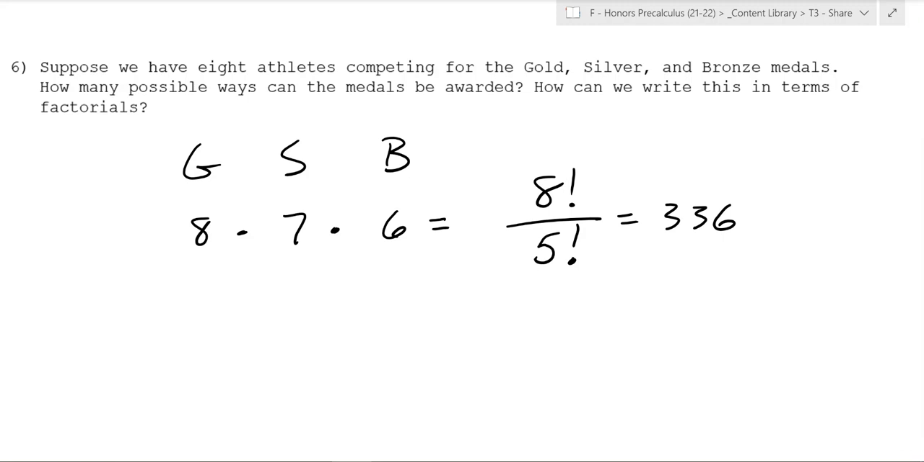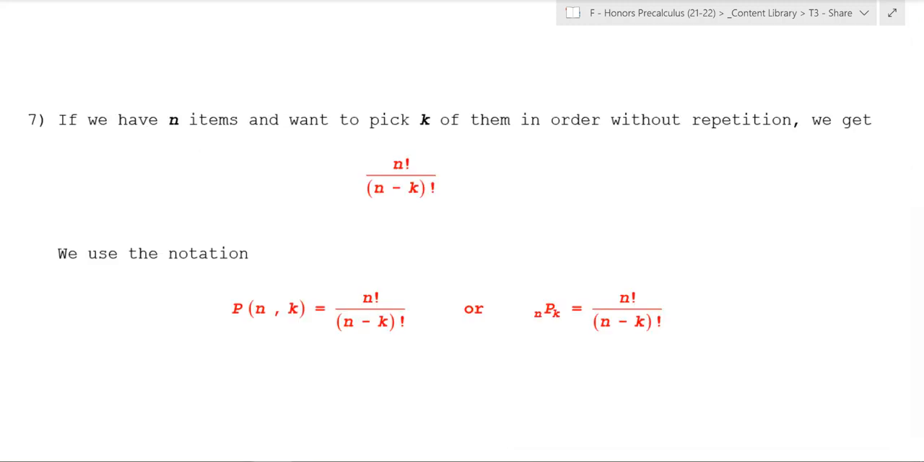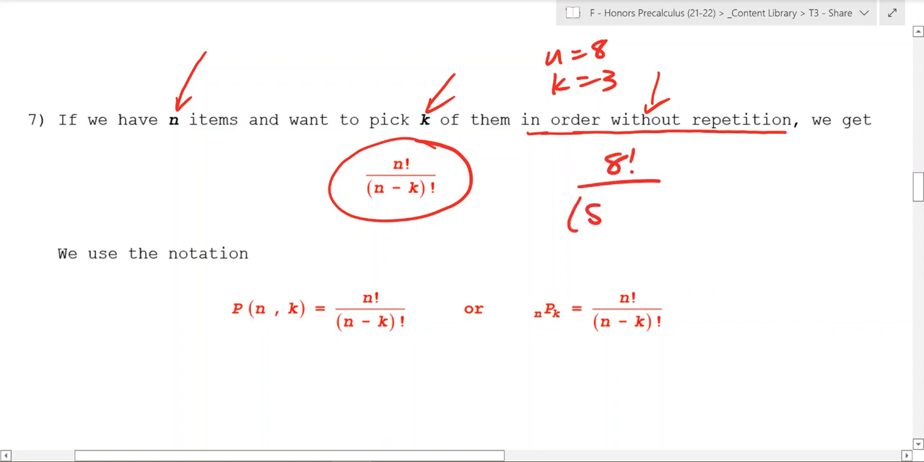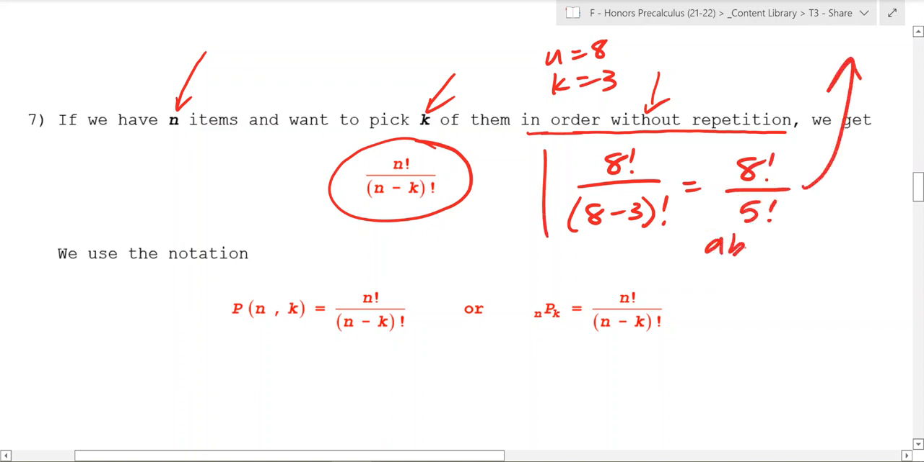So what we've been doing is this. If we have n items, and we want to pick k of them, so in the last example that was 8 and we were picking 3. That was just in the last example, but we're generalizing now. And we're doing it in order without repetition. This is key. Without repetition, we get n factorial over n minus k factorial. In the last example, n was 8 and k was 3. So in that last example, it was 8 factorial over 8 minus 3 factorial, which is 8 factorial over 5 factorial. That matches what we had above.